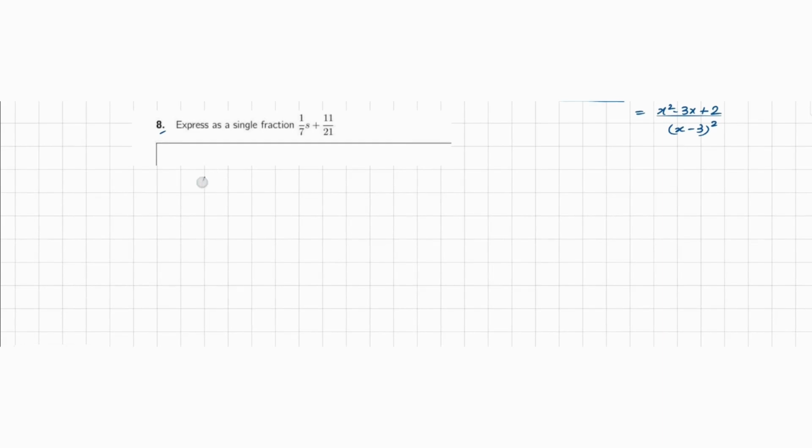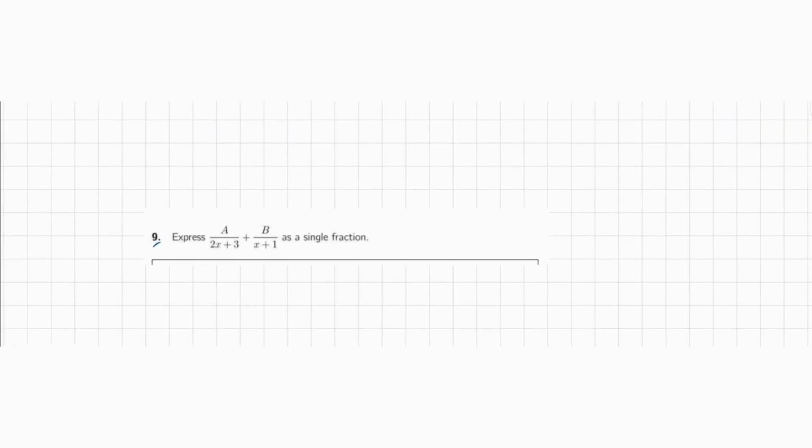For question number 8, we have 1 over 7 times s plus 11 over 21. We have to express this as a single fraction. Over here we have to make a common denominator. 7 times 3 gives us 21. So we can multiply the numerator and denominator by 3. 7 times 3 gives us 21, and this is 21, so it's a common denominator, and that is a single fraction required for this question.